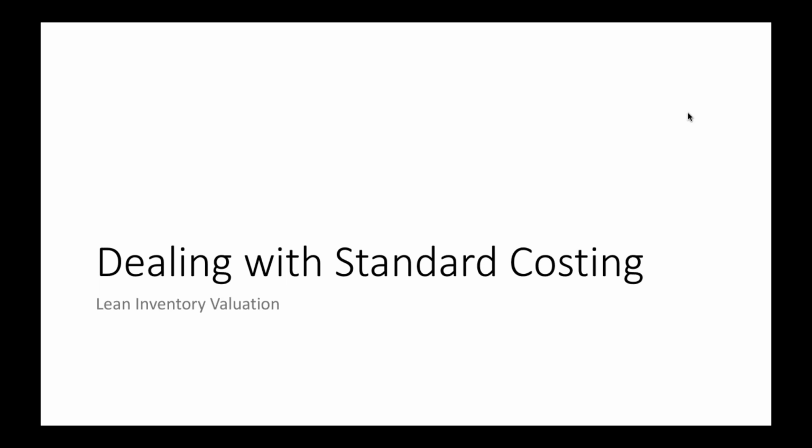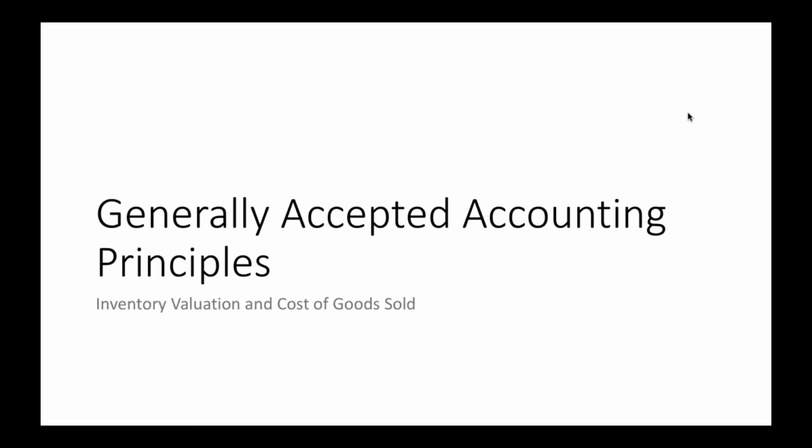As I talk about standard costing and lean inventory valuation, I will start talking like a financial accountant. So for any of you who are non-accountants, if you get a little confused, I'm sorry; the accounting people will understand what I'm talking about. So the first thing is to understand what generally accepted accounting principles say about inventory valuation and cost of goods sold. I'm using the term generally accepted accounting principles, but I also mean the International Financial Reporting Standards, which are basically the same as what we in the US commonly refer to as GAAP.